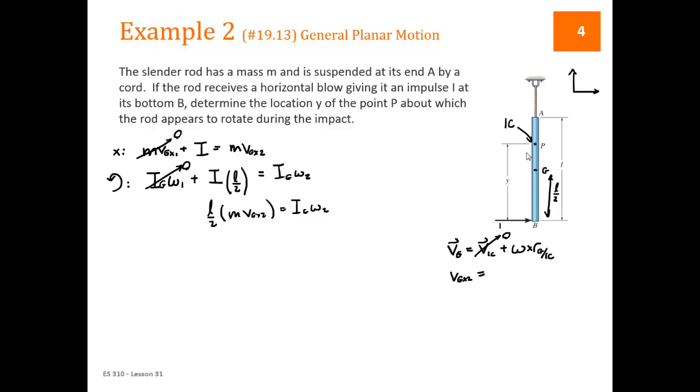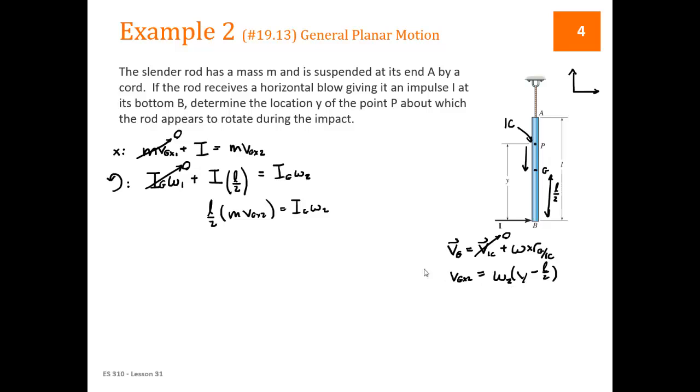And that distance is from G to P. Actually, it's from P to G, right? Position of G relative to P. So that is going to be omega times, what is this distance? This is y minus L over 2 is the distance. And sign-wise, we've got a positive omega crossed into a negative j, gives us a positive x. Alright, so now we've related the v to omega. This is omega 2 after impulse. We have two equations in omega and v. We are trying to solve for y.